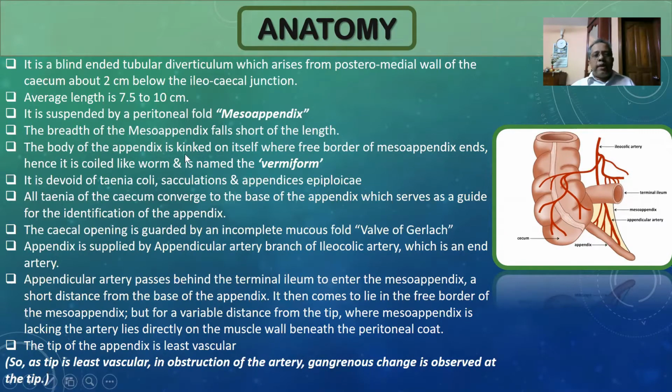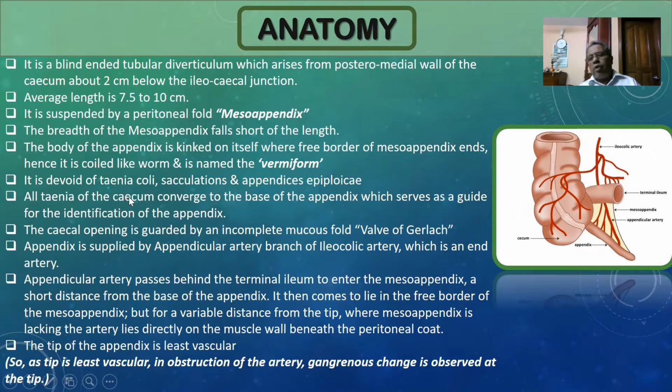The body of the appendix is kinked on itself where the free border of the mesoappendix ends. Hence, it is coiled like a worm and is named vermiform. That means the body of the appendix is kinked on itself. If the appendix is longer, the mesentery is short, so the appendix becomes kinked. For that reason, the body of the appendix is kinked on itself where the free border of the mesoappendix ends, and hence it is coiled like a worm and is named vermiform.